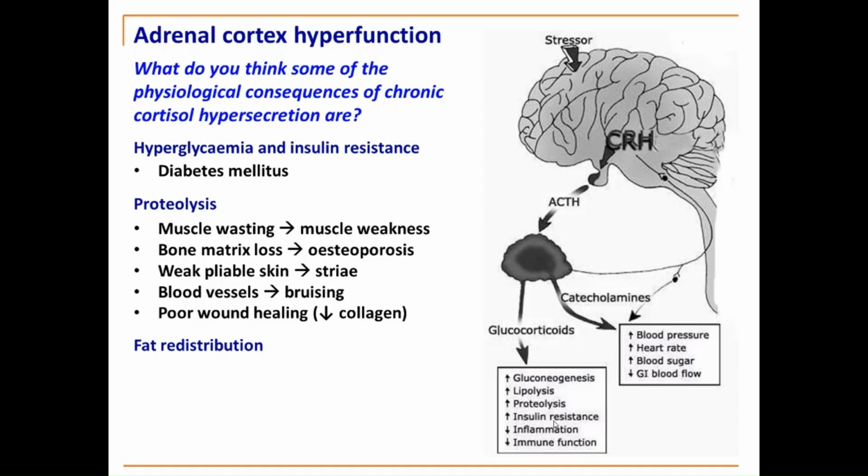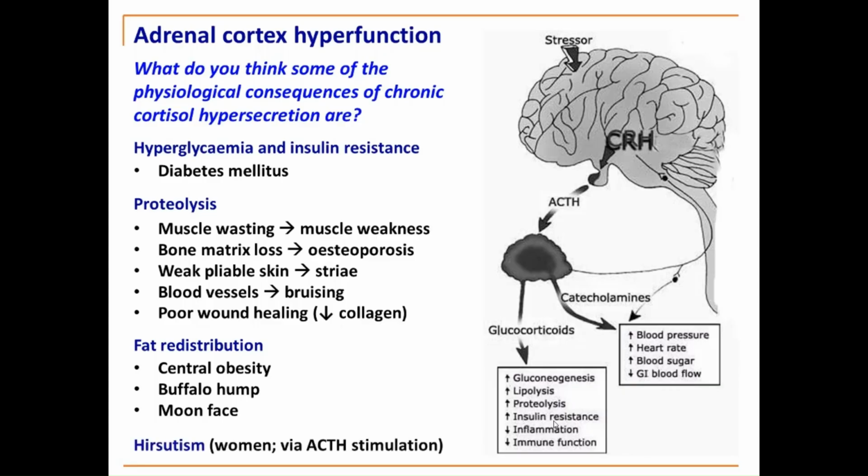And then there's also fat redistribution. So you might see central obesity, you might see a buffalo hump, at the back of the neck, and a moon face as well. And in women, you may see hirsutism, and that's because of that ACTH stimulation. Remember, you may have an excess of ACTH trying to stimulate the release of cortisol. If it's Cushing's disease, for example, excess ACTH leading to excess cortisol, and that ACTH will stimulate DHEA and therefore androgens and hirsutism, for example.